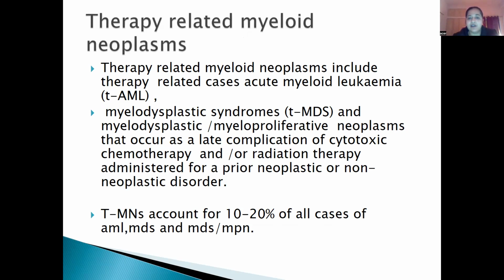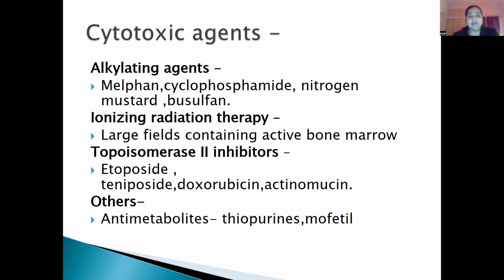That is, it can be a complication of cytotoxic chemotherapy or radiotherapy taken in the case of any neoplastic disorders. It accounts for 10 to 20% of the cases. The alkylating agents, which are cytotoxic in nature, are melphalan and cyclophosphamide. Ionizing radiation could be there, and the other topoisomerase 2 inhibitors and metabolites. So any of these agents can lead to, basically it can manifest into, acute myeloid leukemias.